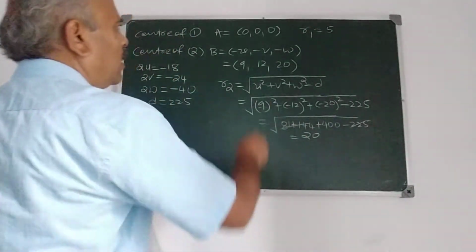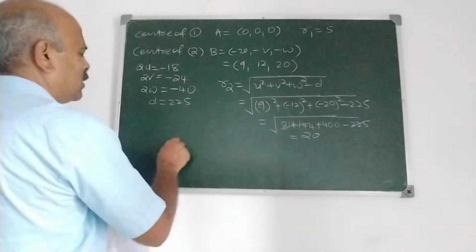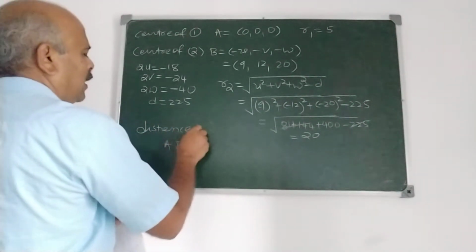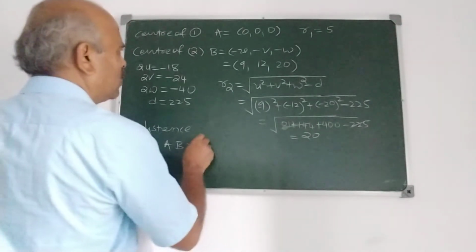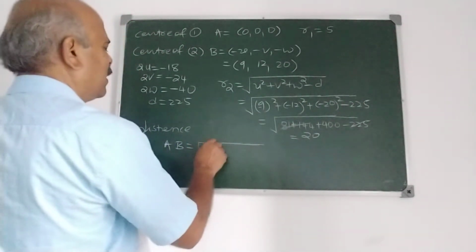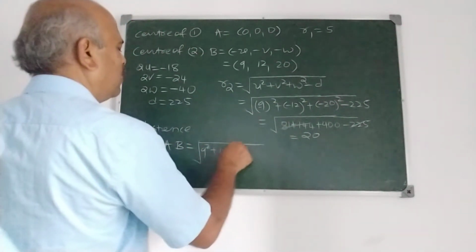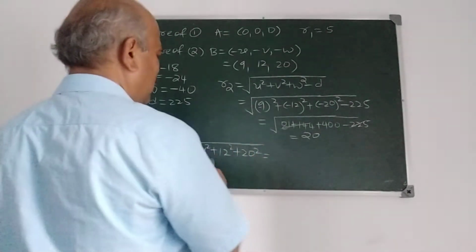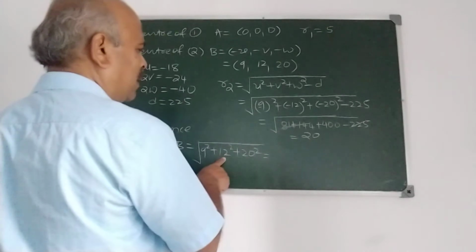And what is the distance between the centers? The distance between the centers AB is the square root of 9 square plus 12 square plus 20 square.